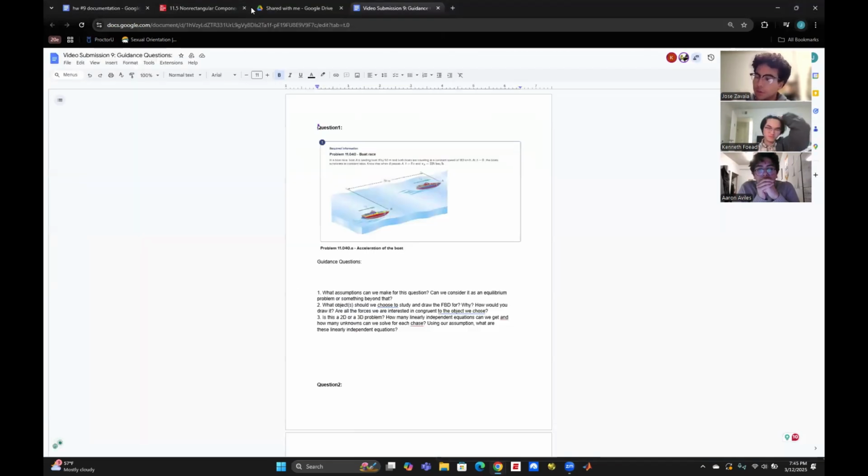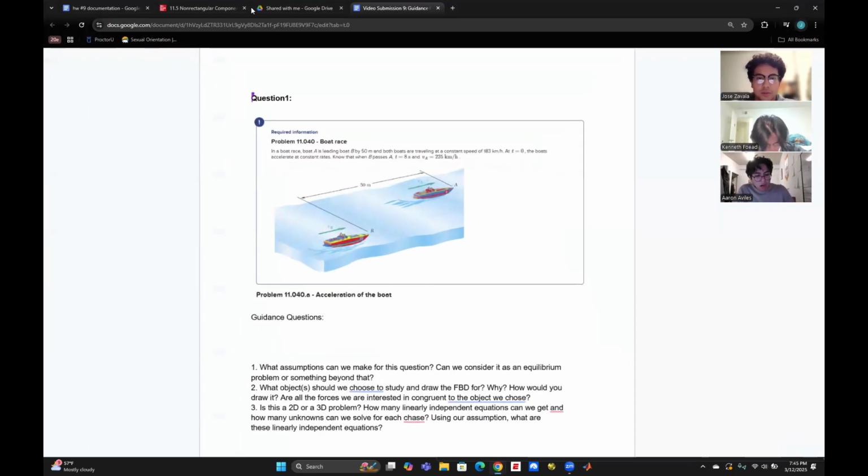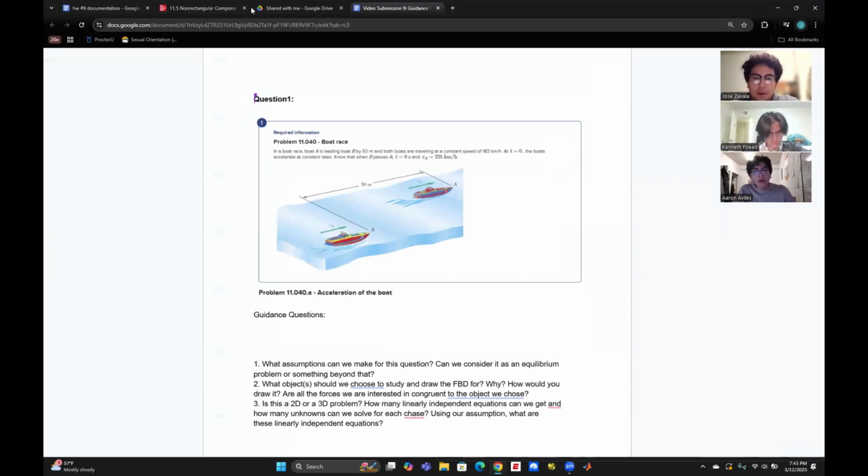So, hello. We're going to be going over homework number 9 and the 5 questions. For the first one, we were given a scenario where there were two boats. Boat A, as you can see in the picture, was leading boat B by around 50 meters, and both boats were traveling at a constant speed at t equals 0. So the initial velocity was equal for both of them, which is going to help us later on in the problem.